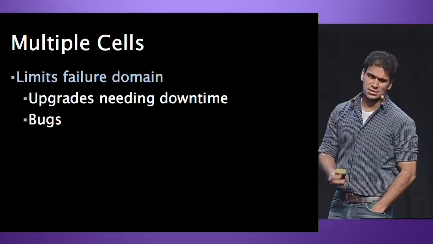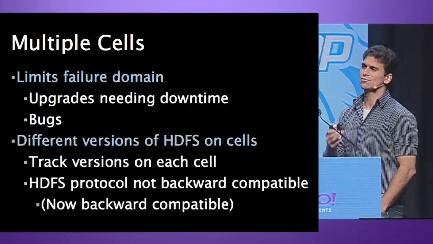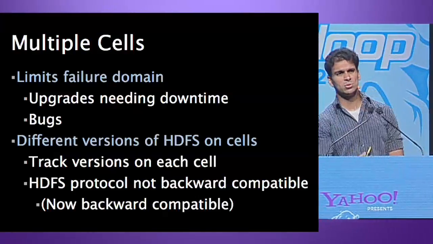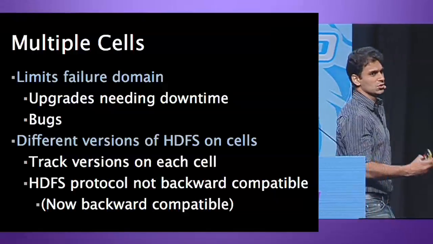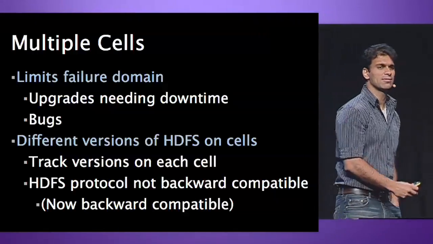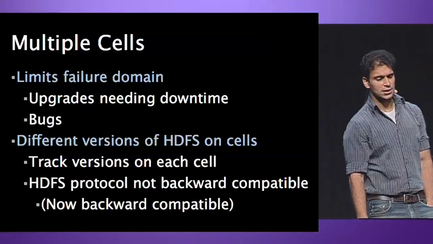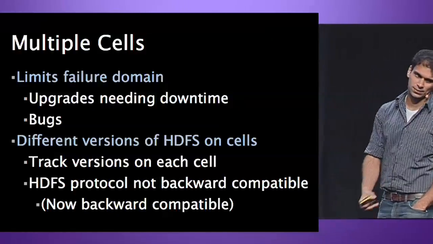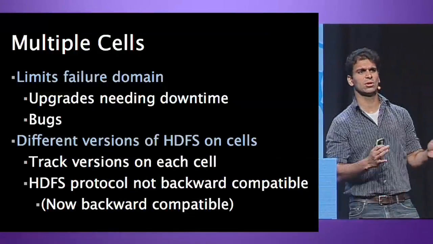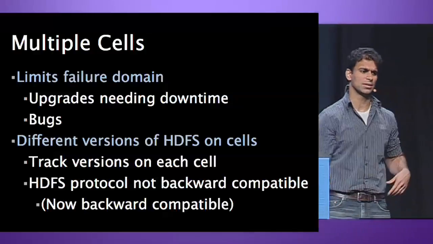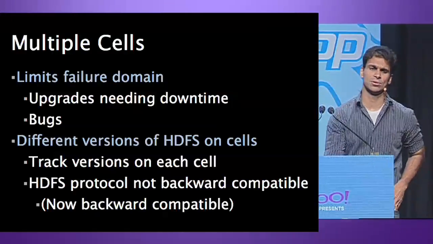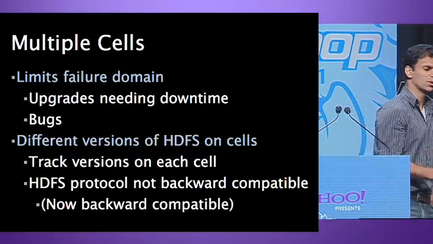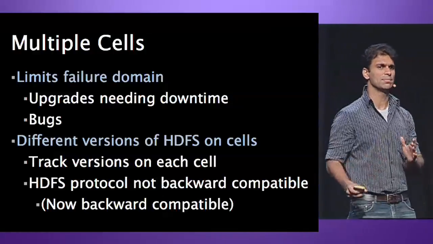Now, having different cells means we could put different versions of HDFS on them, and we would be able to detect bugs or regressions or whatever much quicker than having to put it on one behemoth cluster. But of course, we'd have to track the versions on different cells, and until recently, the HDFS protocol was not backward compatible. Like if we bumped the protocol version number, you couldn't talk to other cells. So these cells had to be independent domains.